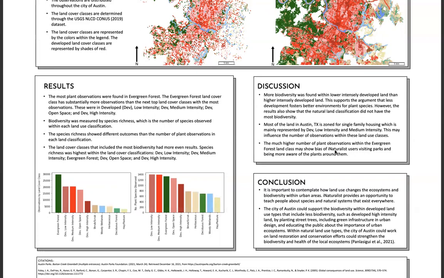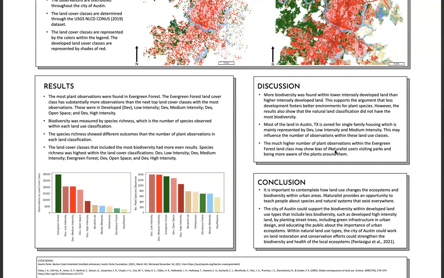In conclusion, it is very important to think about how land use changes the ecosystems and biodiversity in urban areas. iNaturalist creates a great opportunity to teach people about species and natural systems that exist everywhere in natural and developed land.